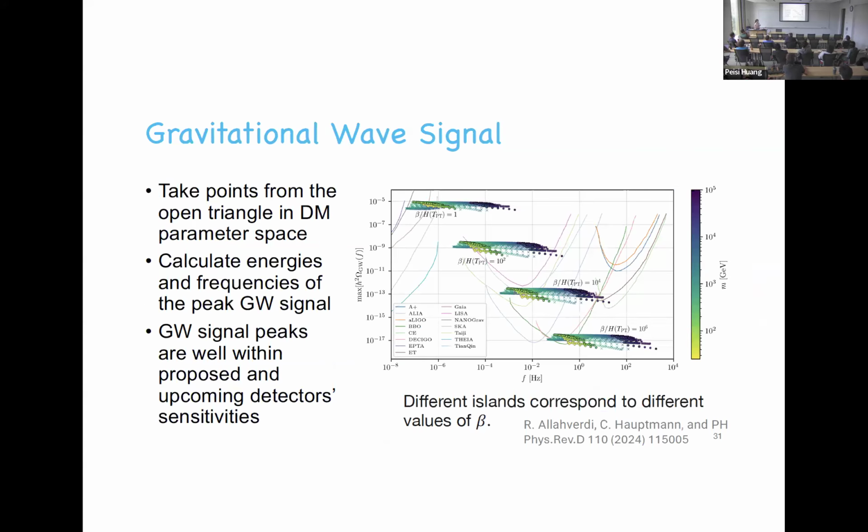So in this plot, what we do is we take the points from the open triangle in the dark matter parameter space, and then we calculate the peak frequency and the strength at the peak frequency. And we see that the gravitational wave signal peaks are well within the proposed and upcoming detectors' sensitivities. So here we have 4 islands, different islands correspond to different beta over H values. For small beta over H, we have the pulsar timing arrays that can probe those signals. For beta over H around 100, the most promising one will be LISA. And when beta over H is about 10 to the power 4, that moves to the BBO and DECIGO region.